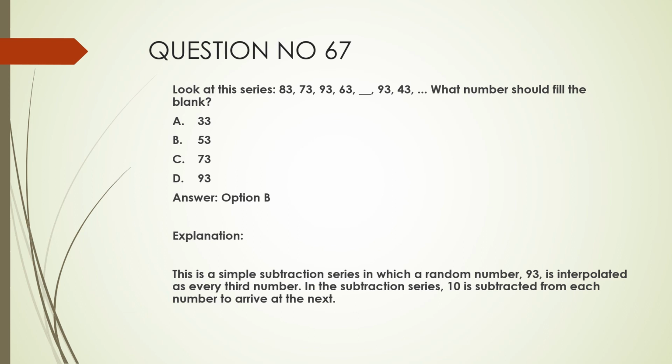Next question, look at the series 83, 73, 93, 63 dash 93, 43. Here again there is a constant, that is 93 in between numbers. So we can avoid this one and count. 83 became 73, 73 to 63. So definitely there will be 53. So the relation was that 83 to 73 means minus 10, 73 to 63 again minus 10, 63 minus 10 will give you 53. So the answer is option B.